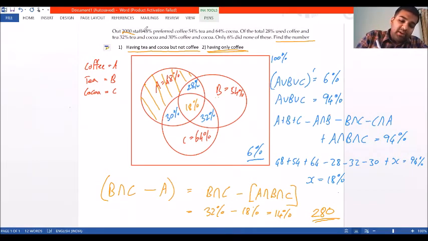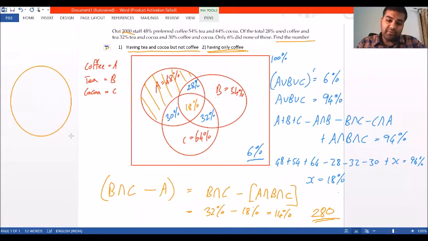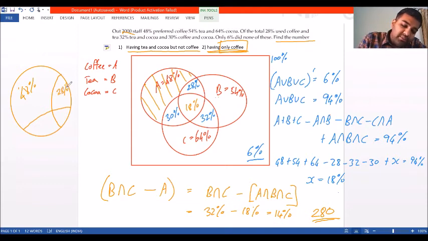I'm taking only the coffee portion here. The coffee amounts to 48 percentage on the total. In coffee, there is some portion which is intersecting with tea, and there is some portion which is intersecting with cocoa. So we have to subtract the portion which is intersecting with tea because we are looking only for coffee. So I'm going to subtract 28 percentage which intersects with tea, and I will subtract 30 percentage which intersects with cocoa.